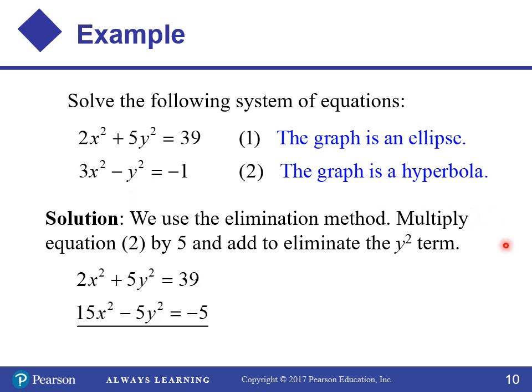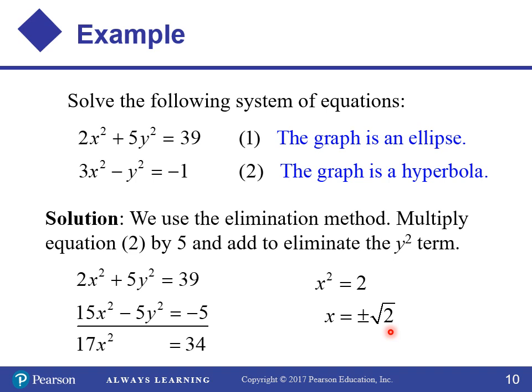So doing that, we end up with 17x squared equals 34. And so to finish solving for x, we're going to divide by our 17. That gives us 2. And then, of course, we'll take the square root of 2, which gives the positive or negative square root of 2 for x. Okay, that is a real solution, even though it's a radical.